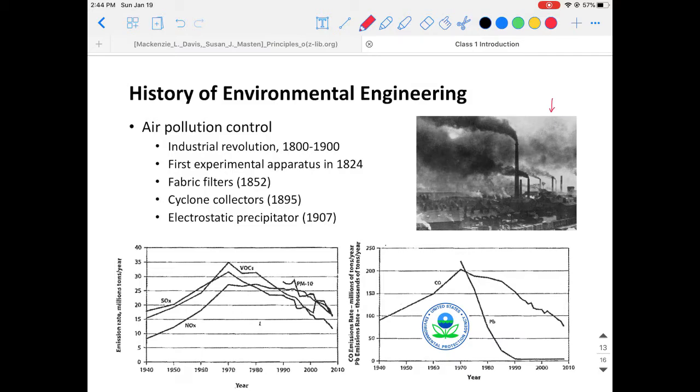Okay, in the early time of 1800. So you can see that there are a lot of stacks, but what's more interesting is that the smoke coming from the stacks looks very black, right?